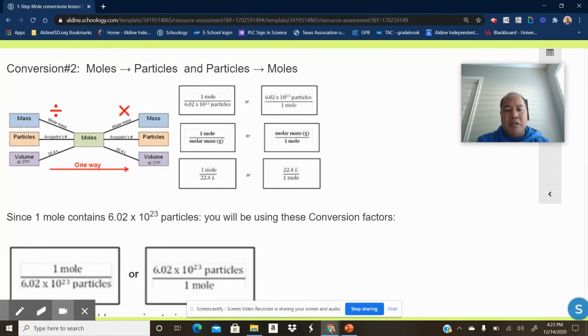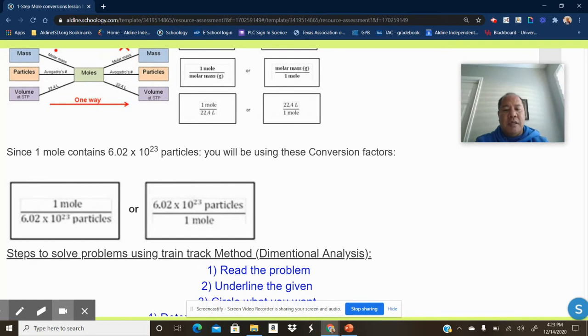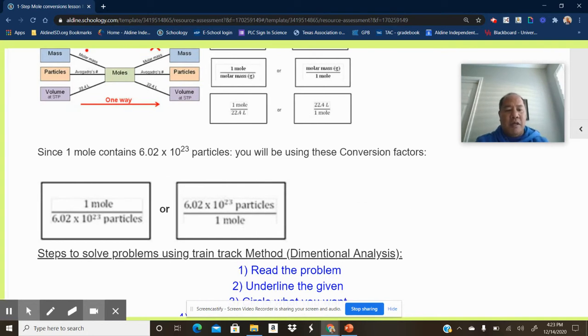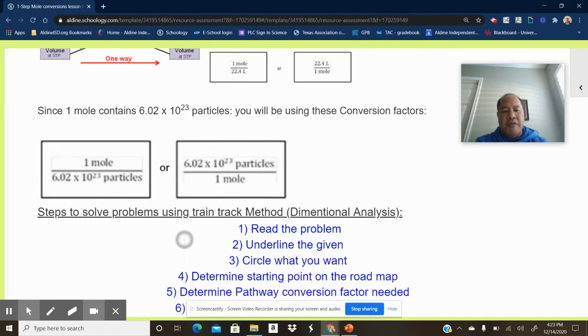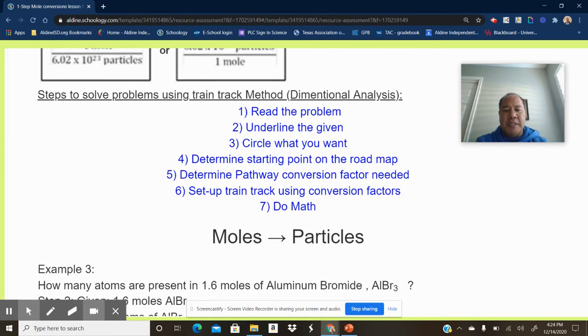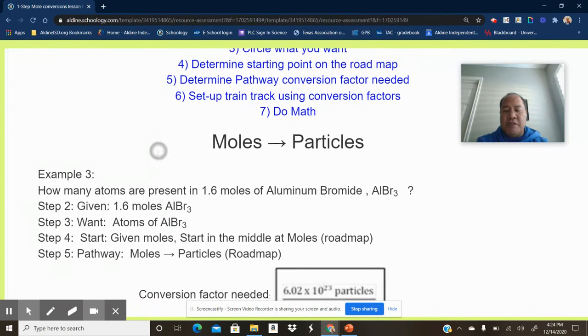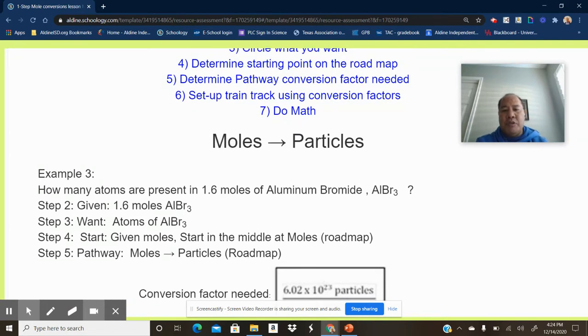All right, so we're going to use these two conversion factors right here. 1 mole over Avogadro's number, or Avogadro's number over 1 mole. Those are the two we're going to use depending on what we want to convert from and to. If you understand, the steps are always the same. We're going to read the problem, figure out the given, figure out what they want, determine the starting point from the roadmap, determine the pathway, and of course set up your train tracks and actually do the math. So we're going to do the first type, which is moles to particles.